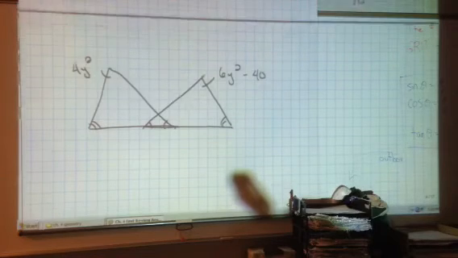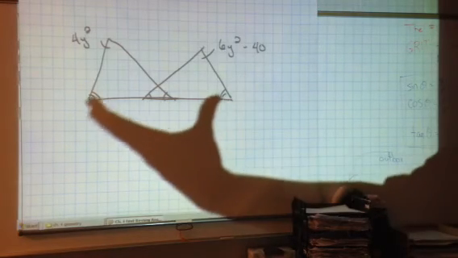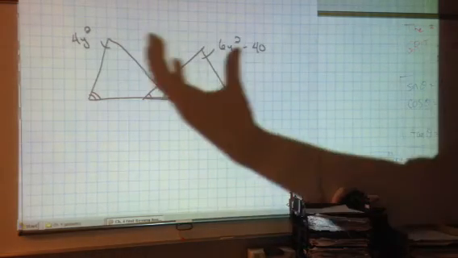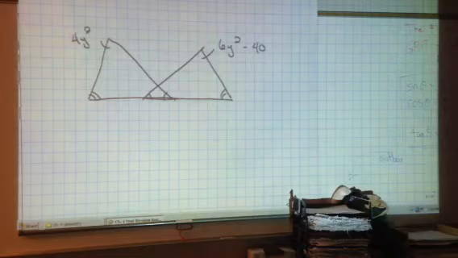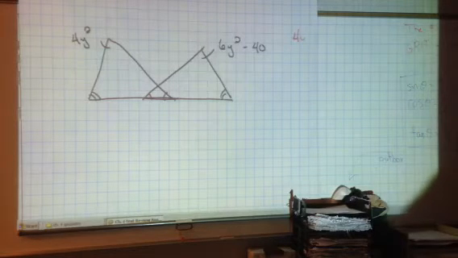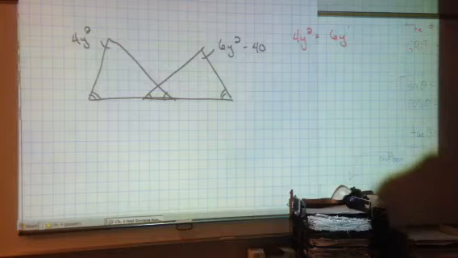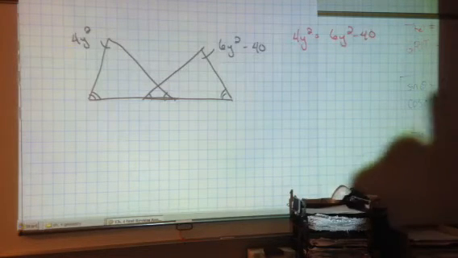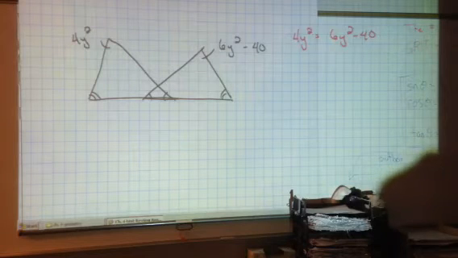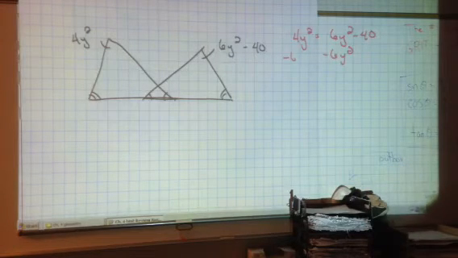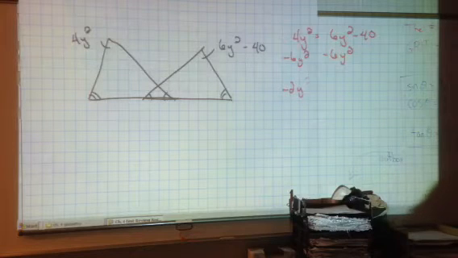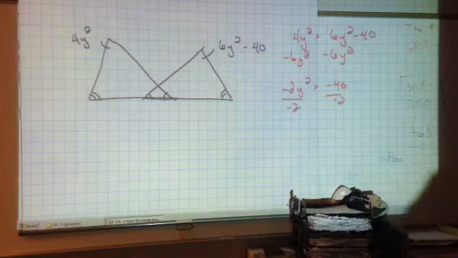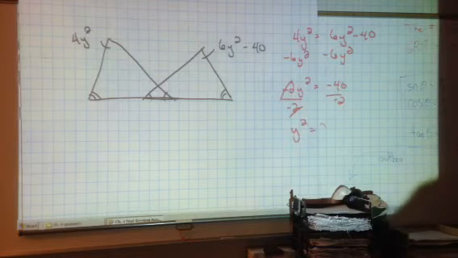All right, now you have 2 triangles. What's going on is I have a pair of angles congruent here. I have another pair of angles congruent here, which means by default, the third pair of angles have to be congruent. So I know that 4y squared has to equal 6y squared minus 40. All right, I'm going to solve for y squared just as I would solve for y. So let me subtract 6y squared from both sides. And negative 2y squared equals negative 40. I'll divide both sides by negative 2 and get y squared equals 20.